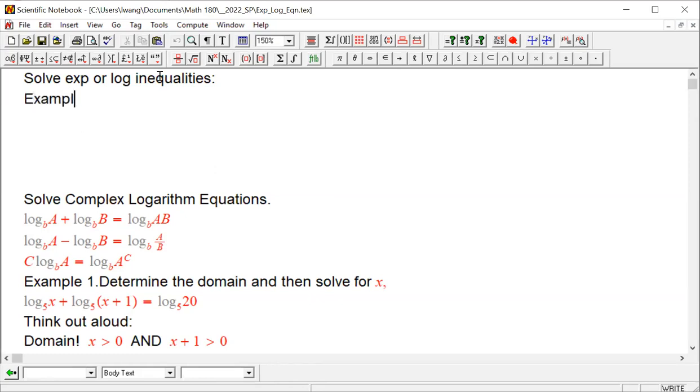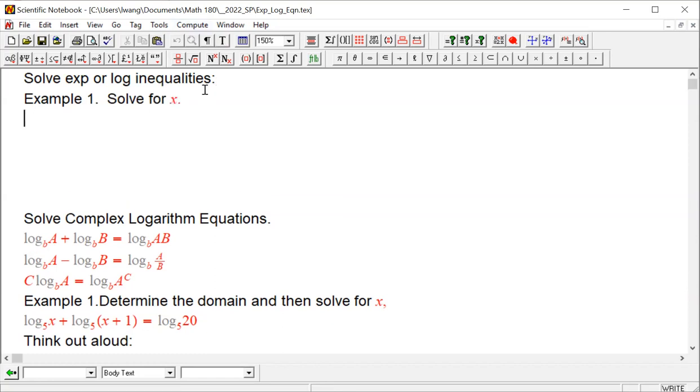The first one, okay, so we're going to solve for x. And the inequality involved is ln x less than 0. So the perspective is as follows.